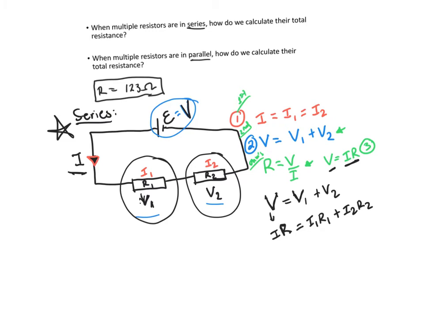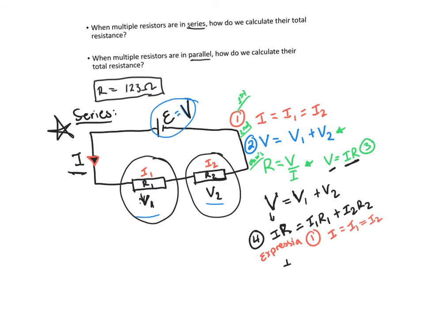So now I have a new expression. I will name this expression 4. And I'm going to look back at expression 1, which says that I is equal to I1, which is equal to I2. So in other words, I can rewrite all of the I1 and I2 as I, because they're all the same number.